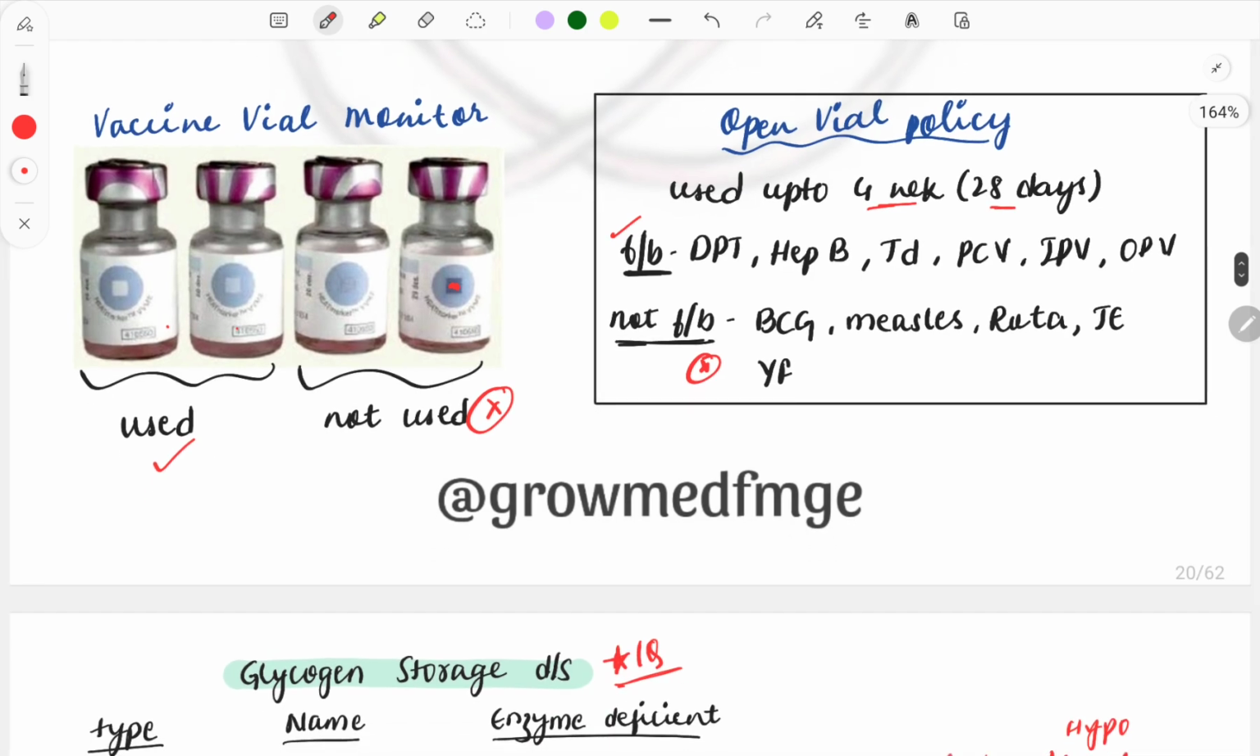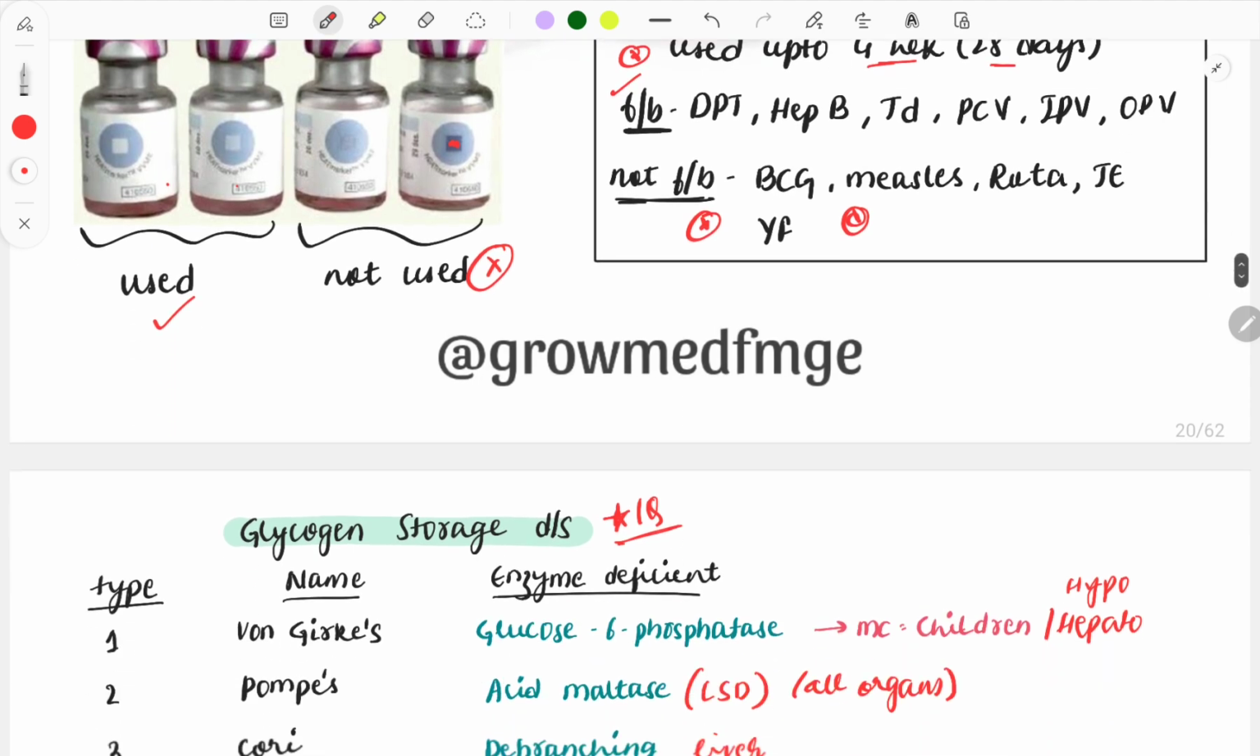That means if you have not used the vaccine completely, normally you would need to discard it, but in the case of these vaccines, the vaccine will not get wasted and we can use it again.